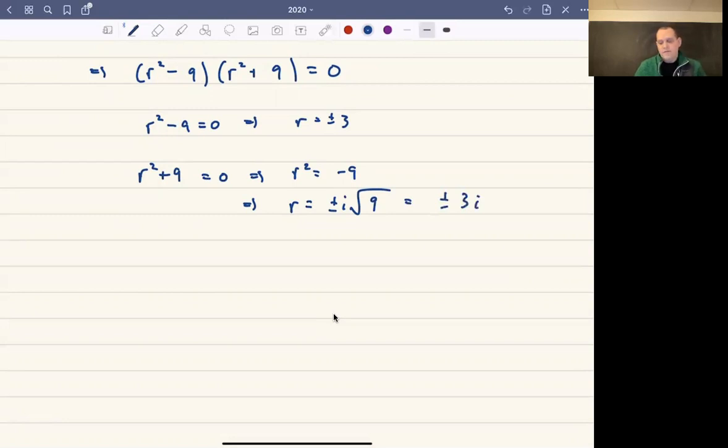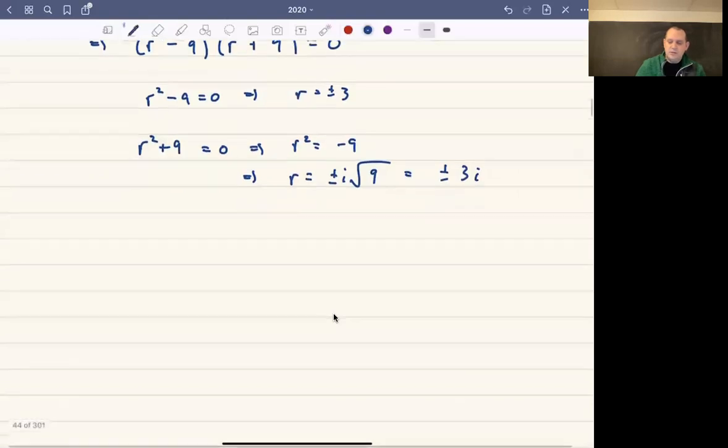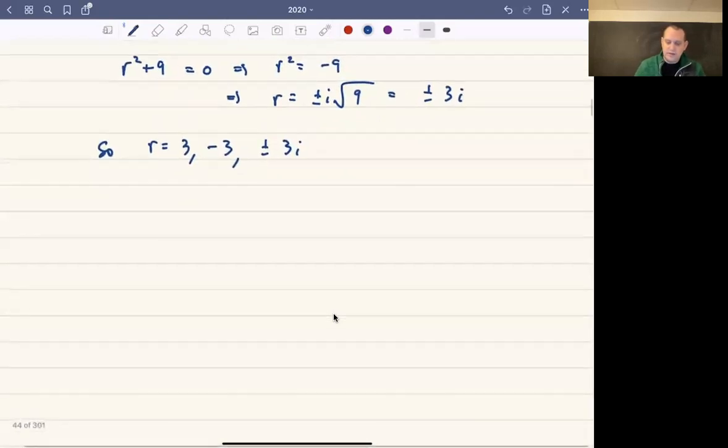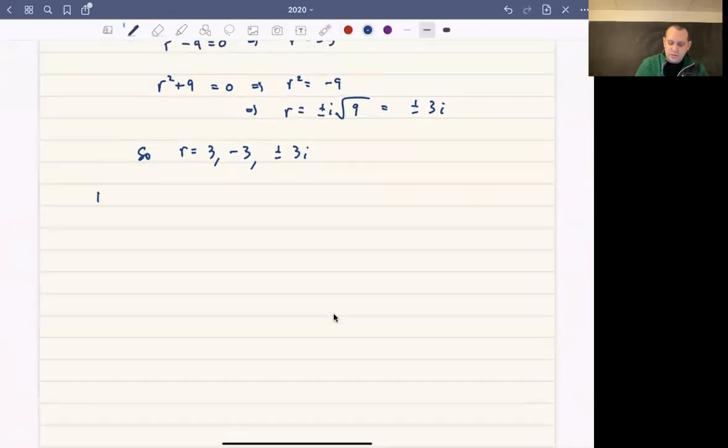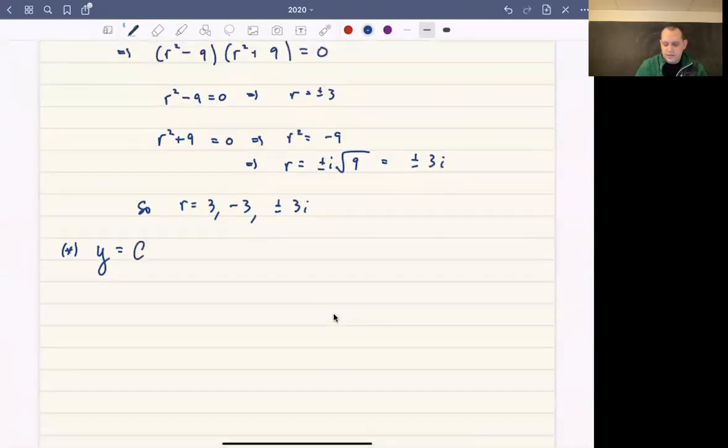And so now we have 4 solutions, 3 and negative 3. And then remember, complex solutions come in pairs. So in this case, we have plus or minus 3i. So let me write that. We have 3, negative 3, and then plus or minus 3i. Those come in pairs, so I'm going to write them together. And that means that our general solution y to the differential equation is going to be c1 e to the 3x plus c2 e to the negative 3x. And that handles the first 2 solutions.